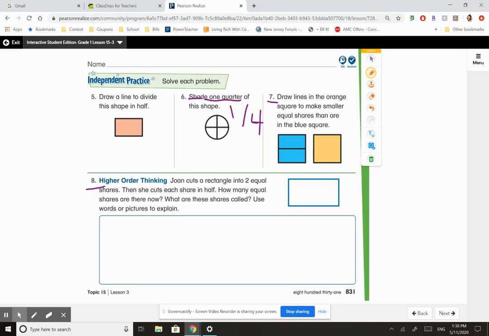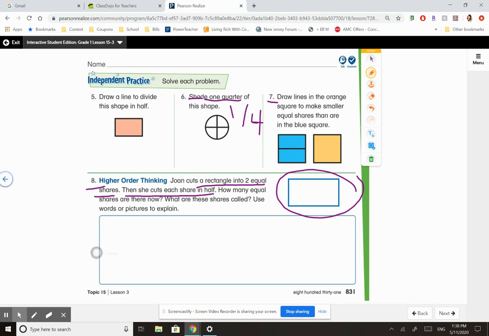Number 8, Joan cuts a rectangle into 2 equal shares. Then she cuts each share in half. How many equal shares are there now? What are these shares called? Use words or pictures to explain. So take this rectangle right here and cut it into 2 equal shares first. Then cut each of those shares in half.